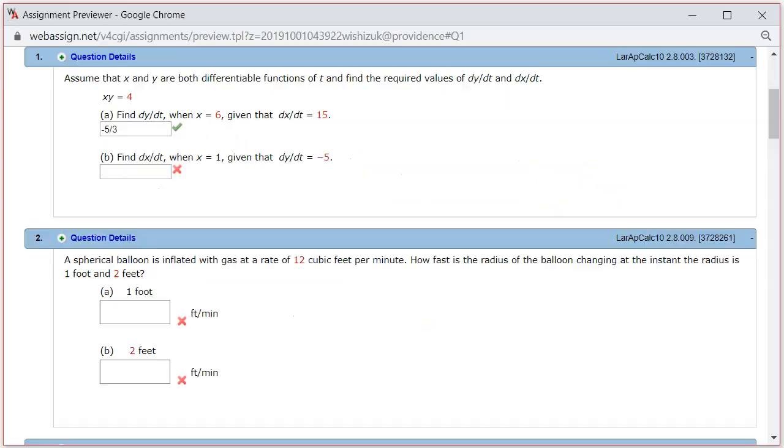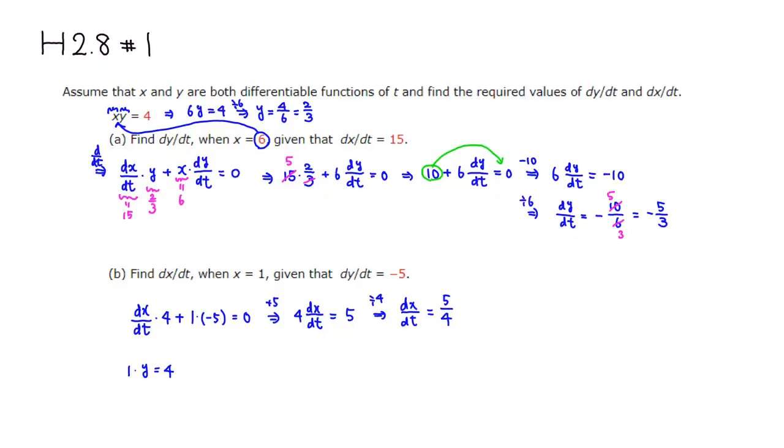So let's type it in. You have 5 over 4. Let's check the answer. It came back and looks like we got part B correctly as well.